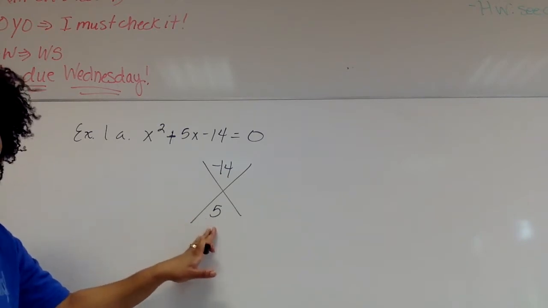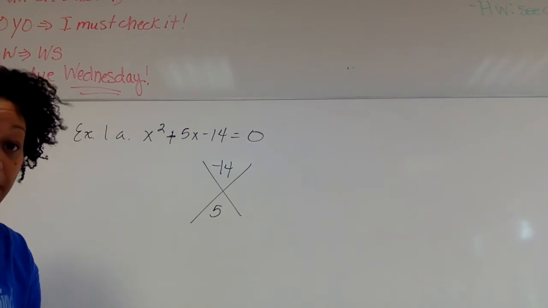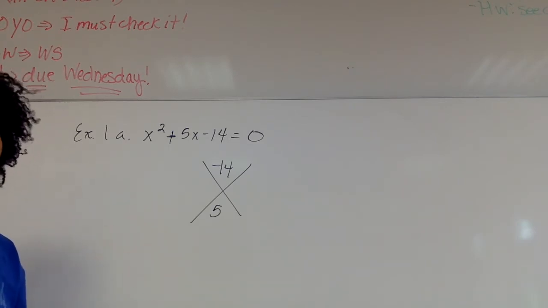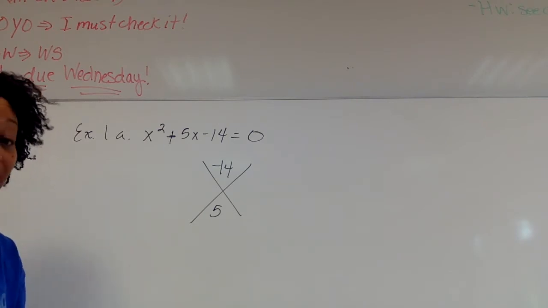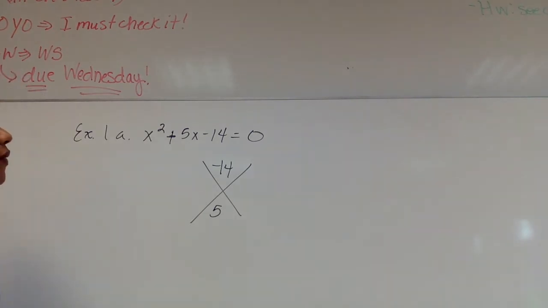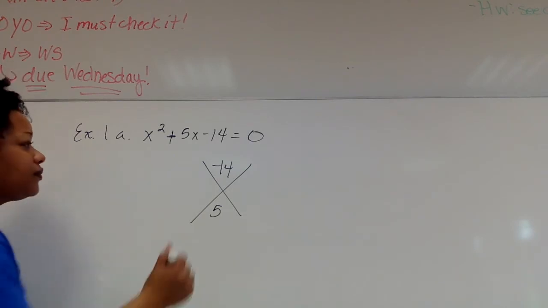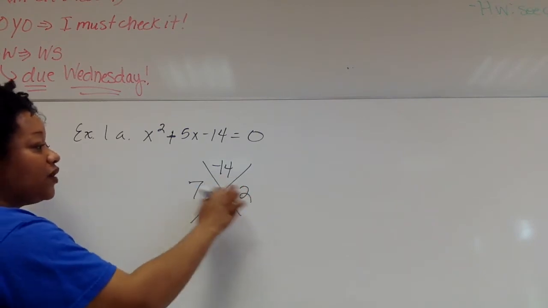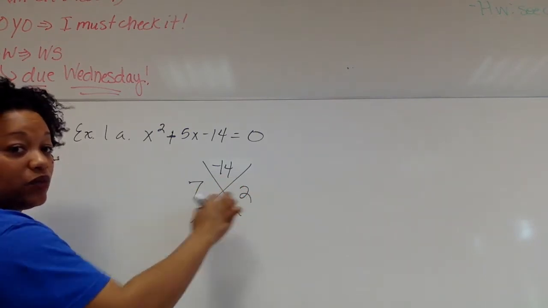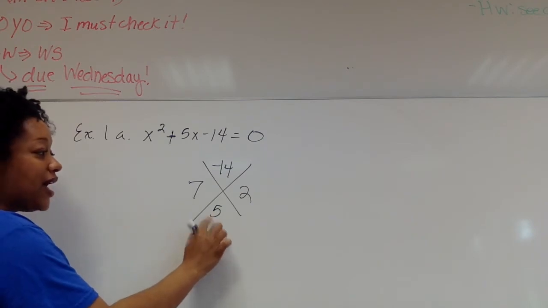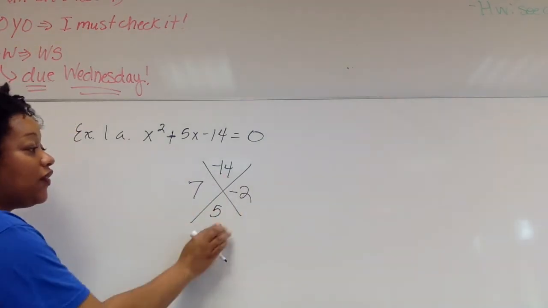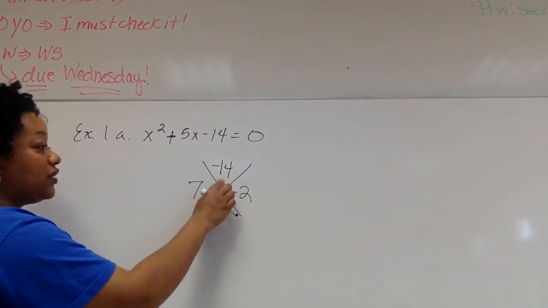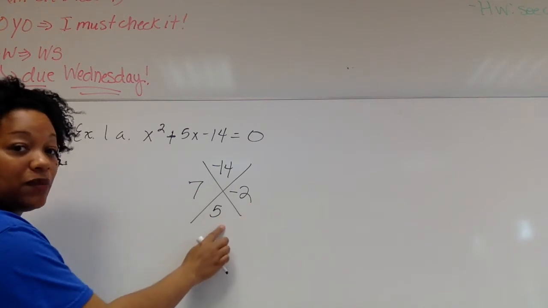Now I know this is where a lot of y'all are slowing down because it takes you some time. But because of time, I'm going to go ahead and tell you what the numbers are, but you'll have plenty of practice on your own. So I know that for my factors of 14, I can use the 7 and 2, but because this is a negative, that means that one of these numbers has to be a negative as well. Well, if I have a positive 5, that means that if I subtract 2, that gives me a positive 5. 7 times negative 2 gives me negative 14. 7 minus 2 gives me positive 5.